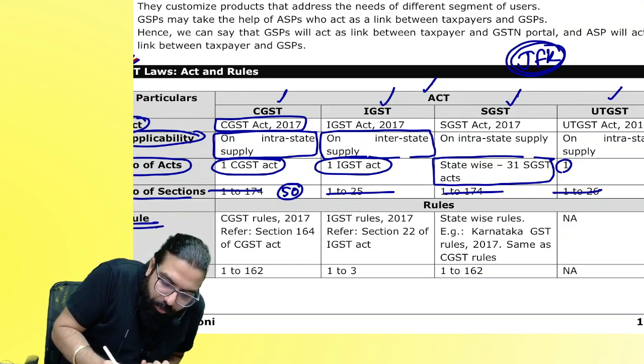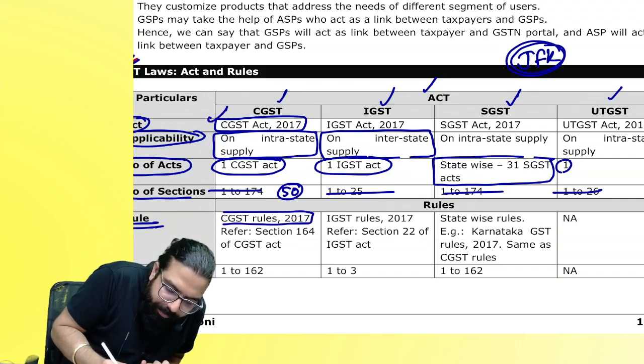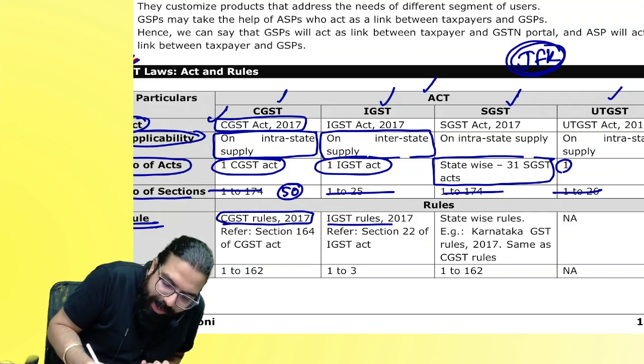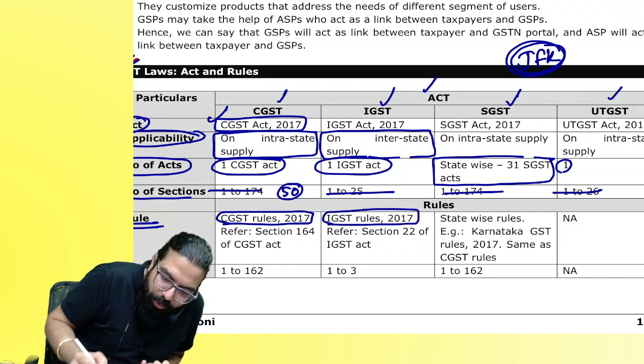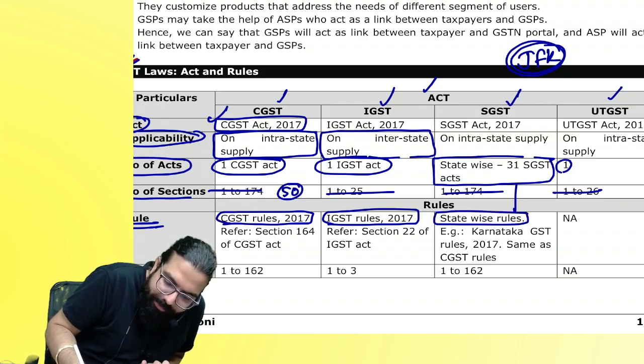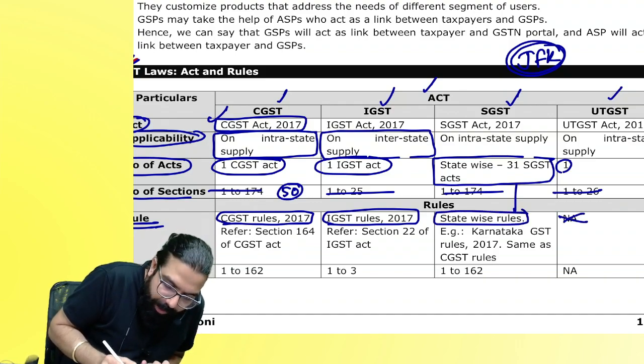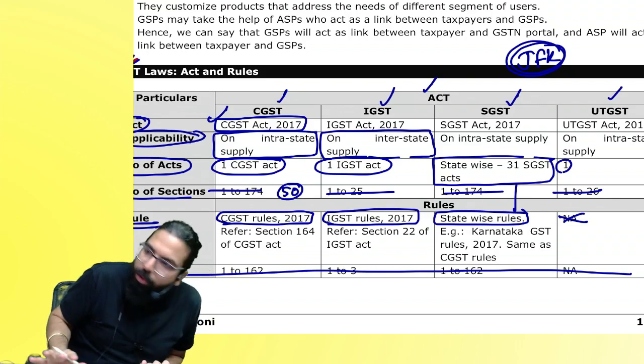Now, rules. For CGST Act, to support it what is there? CGST rules. For IGST, what is there? IGST rules. For SGST, to support it, SGST rules. Here rules are not there. How many rules are there? Okay. If you don't know also, no problem.